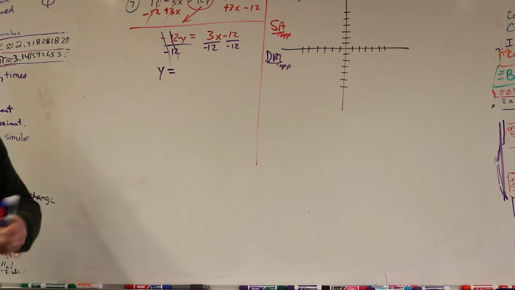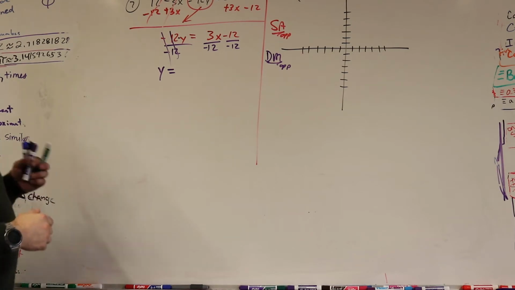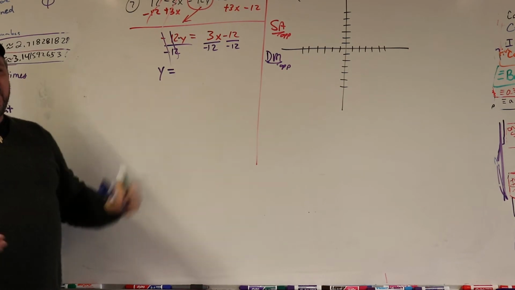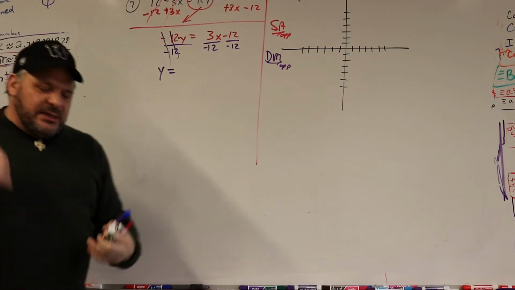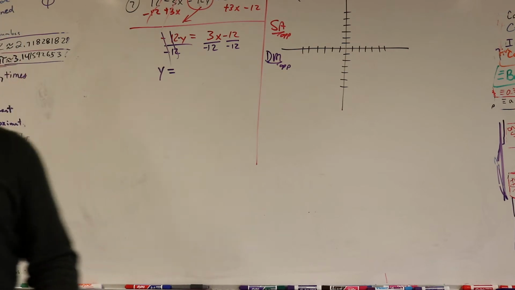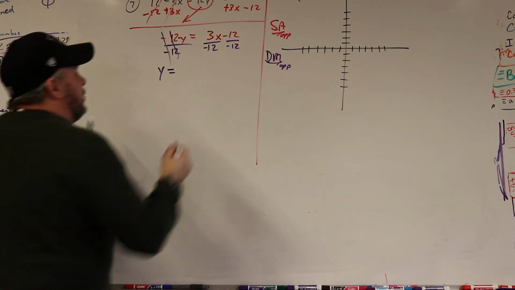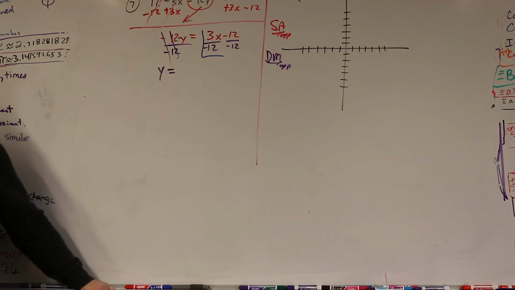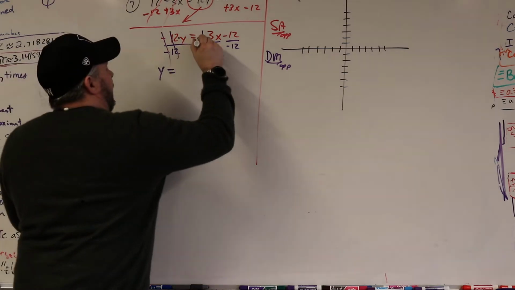Now, here's the trippy part. You could reduce this before you bring it down. See, I'm trying to teach you steps that will help you, okay? So what goes into 3 and 12? 1, yeah. What else goes into 3 and 12? 3. Okay, so I'm going to pull out a 3.